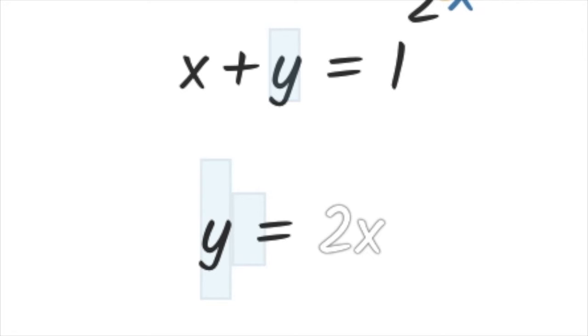The substitution property is similar to the transitive property. We see in the second equation that y equals 2x, so everywhere there's a y in the first equation, we can put the 2x by dragging.